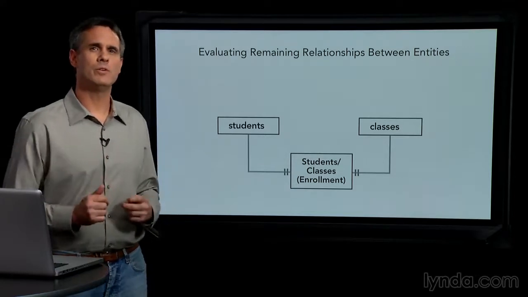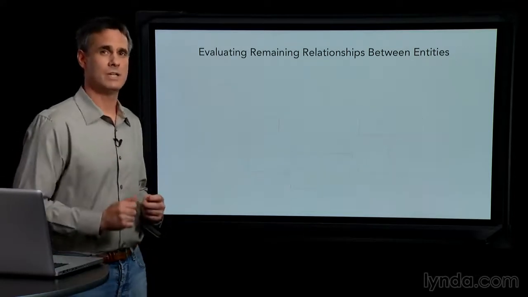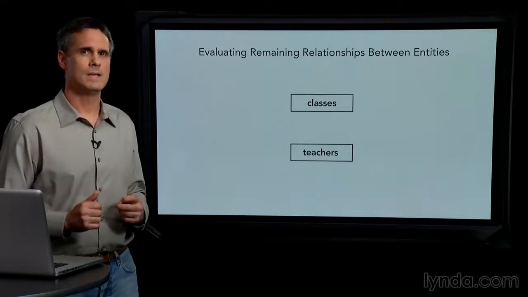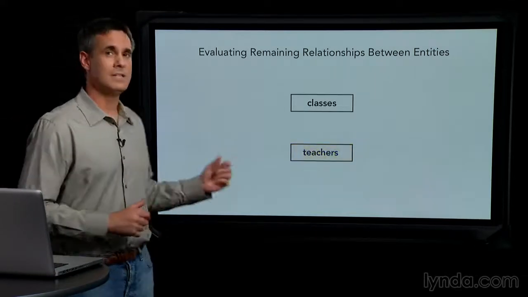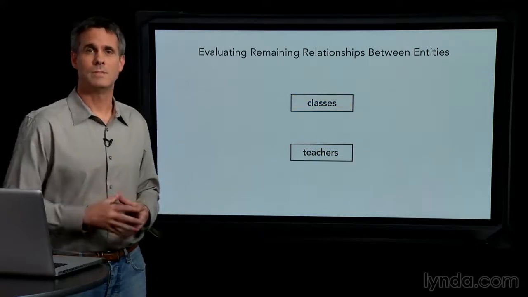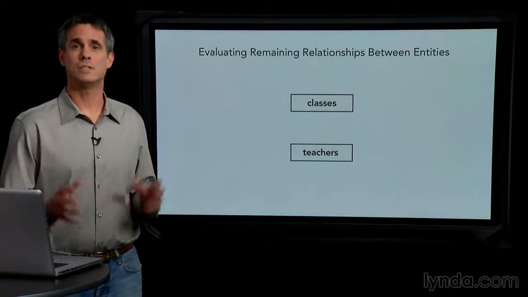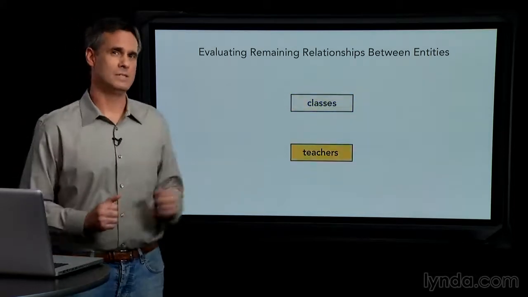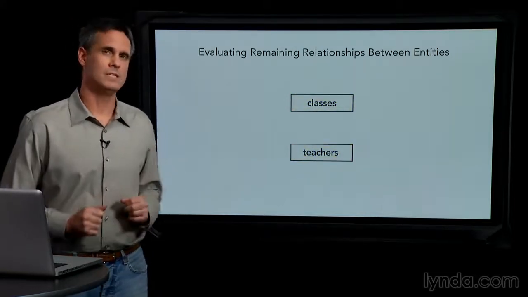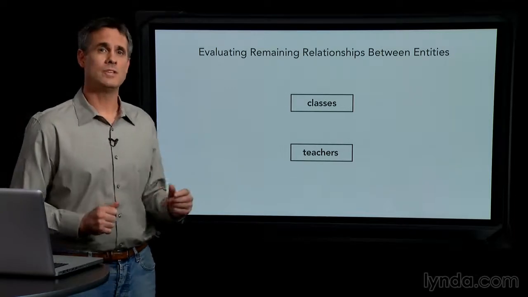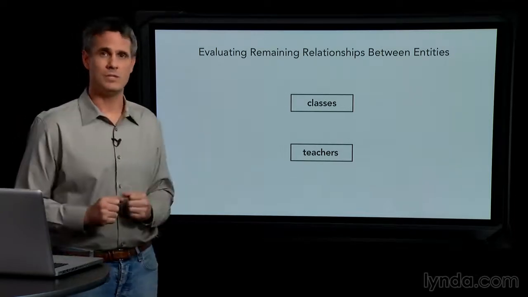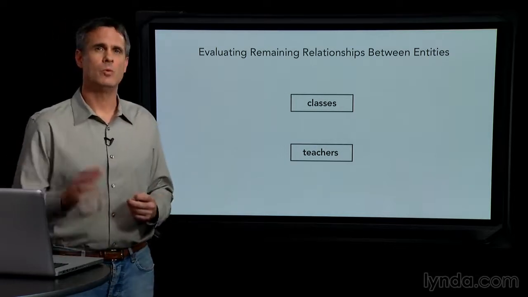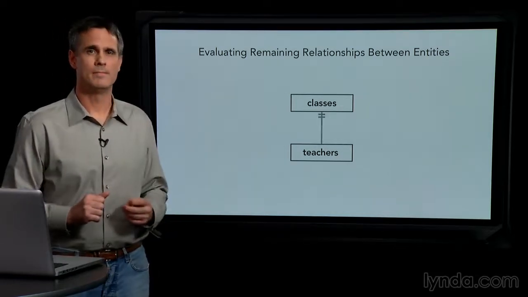Now let's evaluate whether or not there's a relationship between teachers and classes. Here are the questions we would ask in this case. Can each teacher potentially teach many classes? Yes. If you see in our description, it mentions teachers can teach many classes. Can a class be taught by more than one teacher? No, a class only requires one teacher. So this tells us that there's a one-to-many relationship between these two entities, with classes as the many. We'll want to represent this on our diagram.